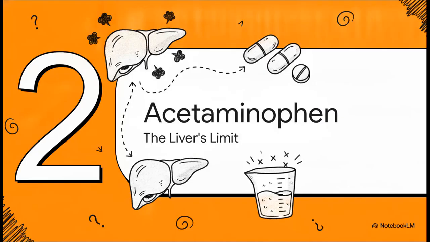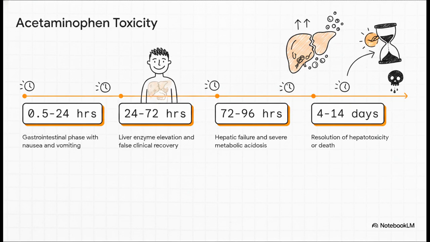Moving on to Section 2. Acetaminophen, the liver's limit. The ticking clock of APAP toxicity. So, acetaminophen toxicity isn't this immediate, cinematic crash you might expect. Instead, the literature describes it as more of a slow, deceptive ticking clock toward total liver failure. During the first 24 hours, the gastrointestinal phase presents with relatively non-specific symptoms, just nausea and vomiting.